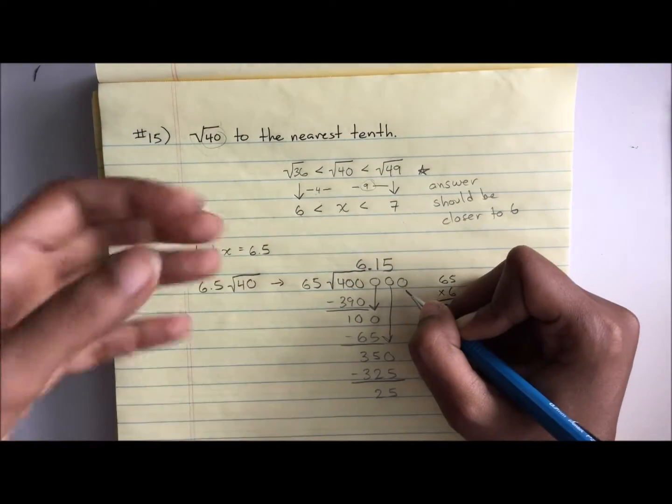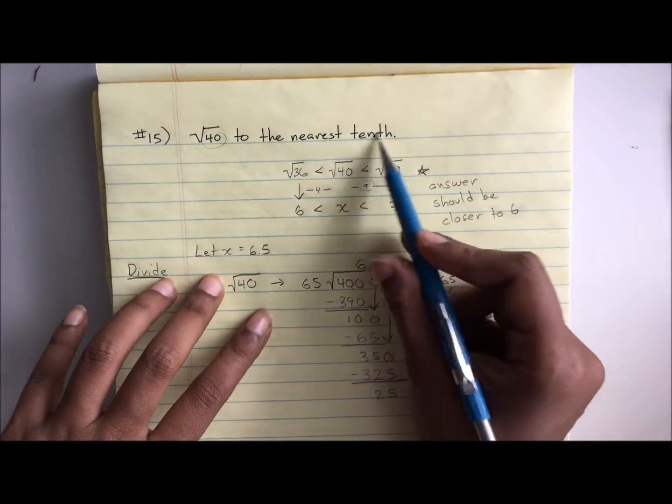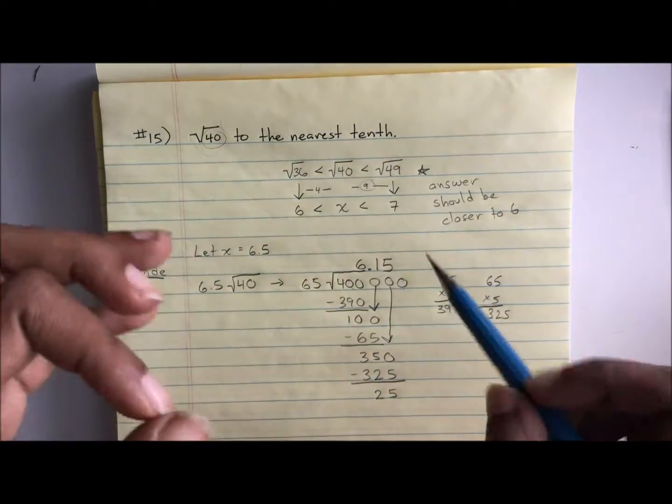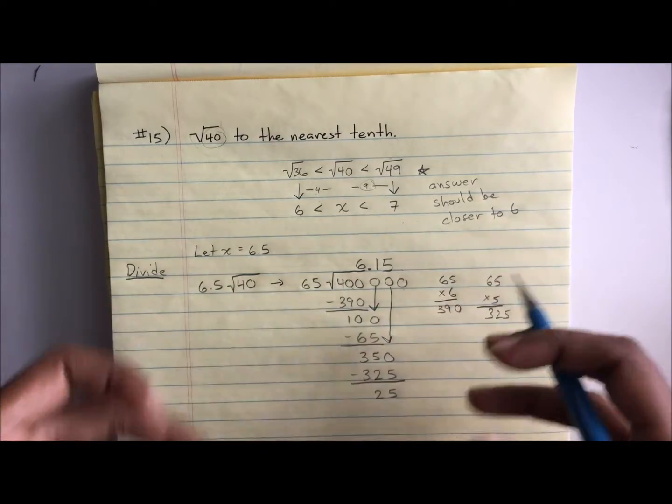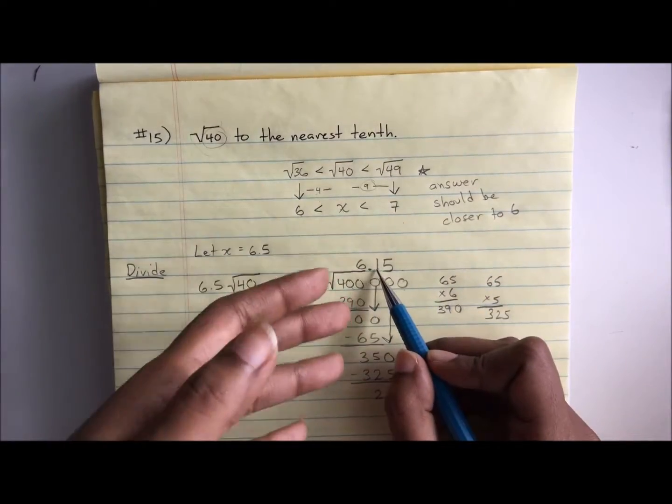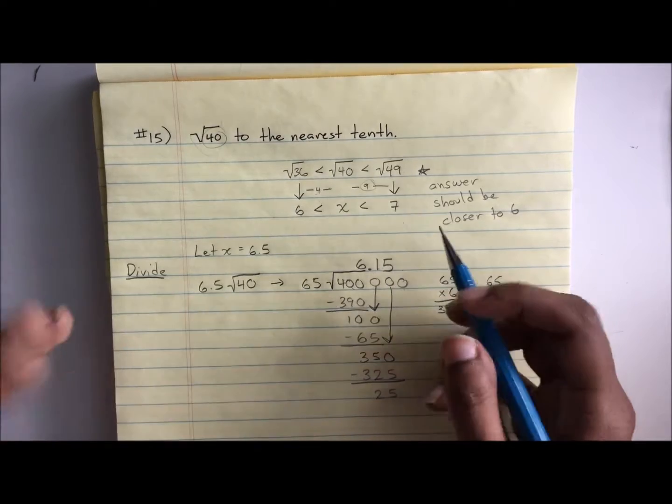Bring down that 0. Now, because I need to round my answer to the nearest tenth place, I'm going to divide to the nearest thousandths place. Okay, this will improve my accuracy. If I just stop at the tenths place, I'm not going to get an accurate answer. Definitely not.